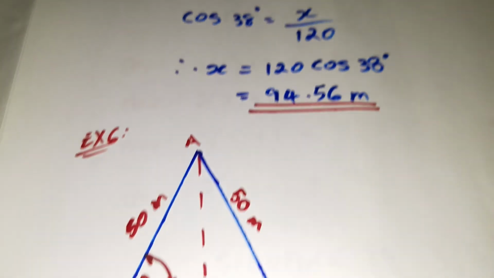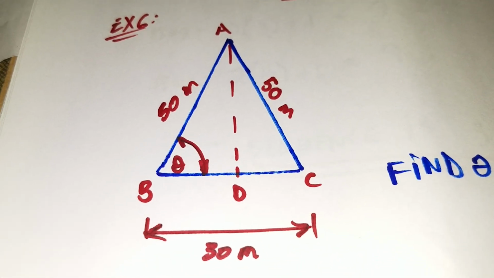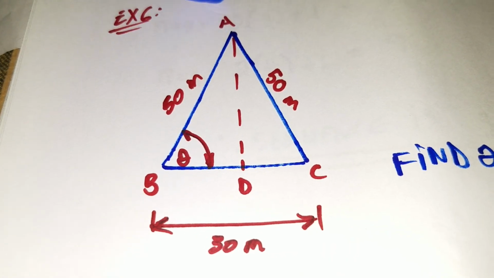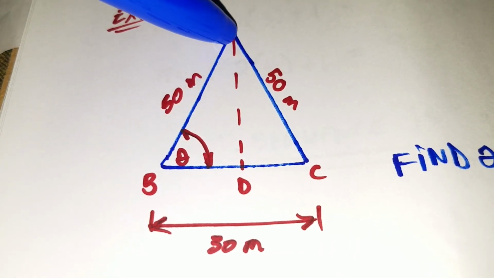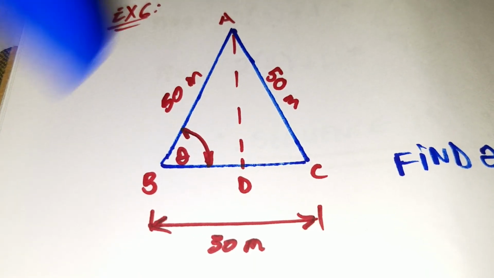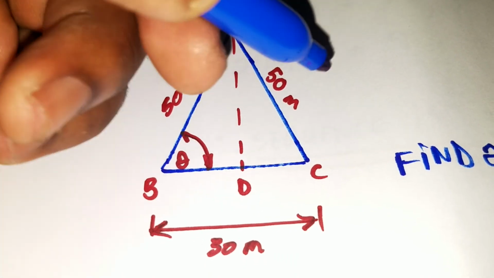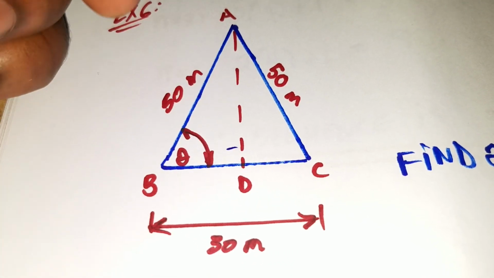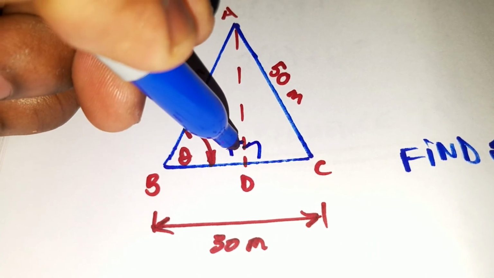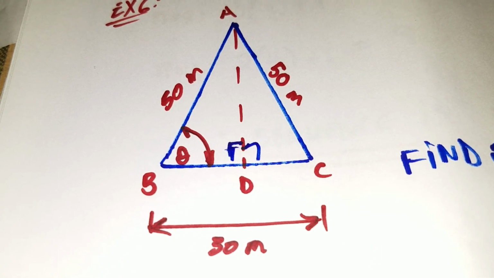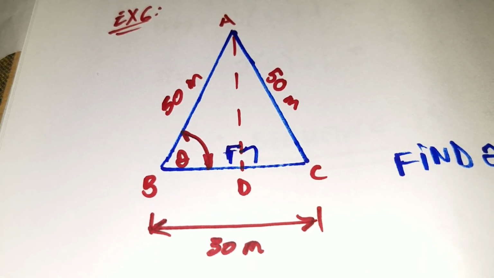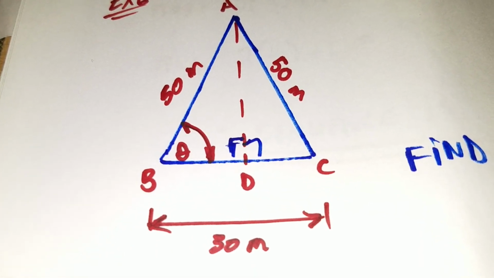Our last example, we want to find the angle theta. However, this triangle is an isosceles triangle because two sides are equal. As you can see, 50 here and 50 here. Now, if those two sides are equal, what will happen is that when we bisect it from A to D, we'll have a right angle formed here and another right angle formed here. Now, if those right angles are formed, we can now apply the trig rules and know what trig rules we can use.